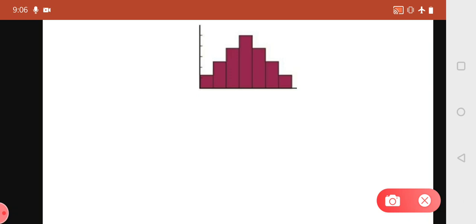This is your histogram. Here no spacing. See, this is one, then this is another, then this is third, this is fourth, this is fifth, this is sixth, then this is seventh. But no space between any of the bars is given.